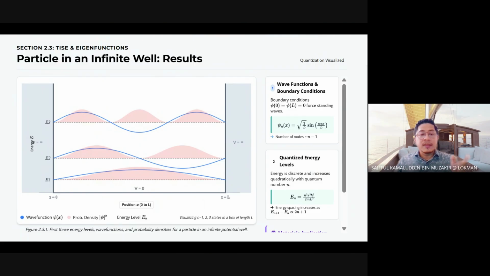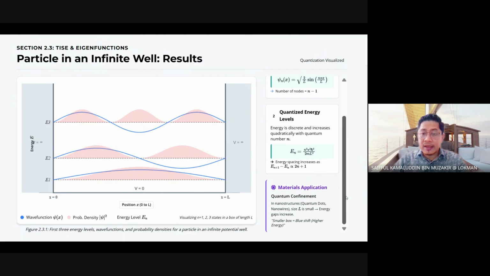Second, the energy increases very quickly with the quantum number. That's right, because we have the equation of energy, the quantized energy level. E_n equals n squared pi squared h bar squared divided by 2 m L squared. The energy level can be calculated using this formula. The formula will be given, and certain parameters will be given. Definitely you can calculate the energy level of the electron.